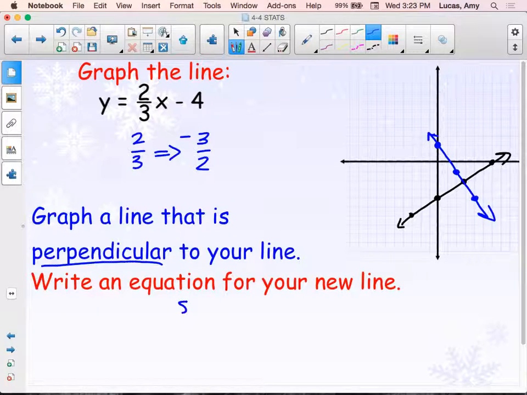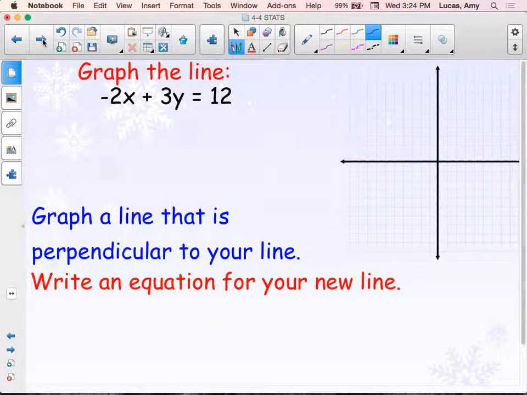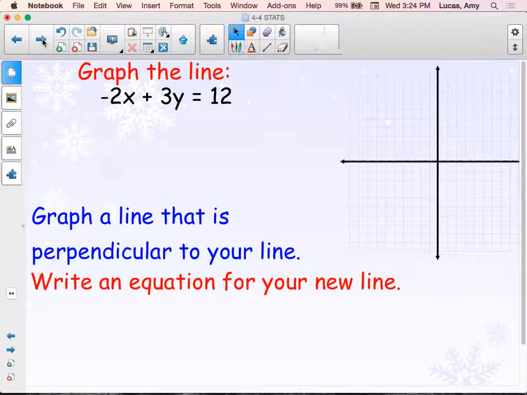Okay, my new line has a slope of negative 3 over 2, and it has a y-intercept of 2. So y equals negative 3 halves x plus 2. That's my new line. One more like that.